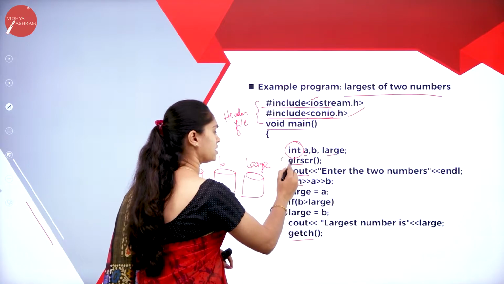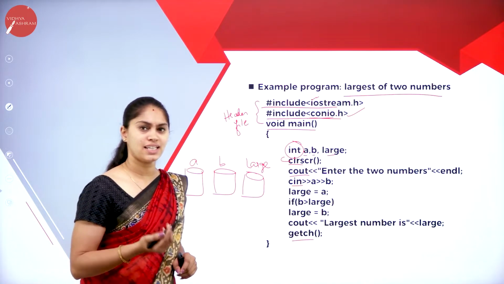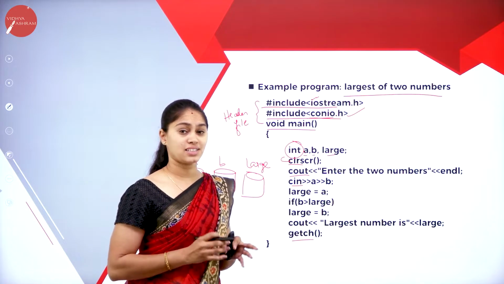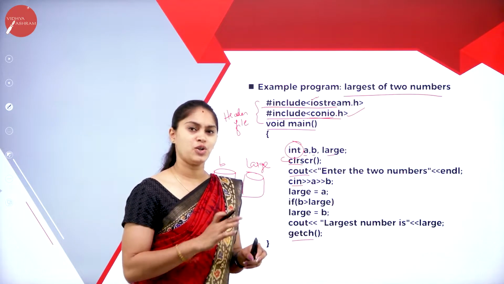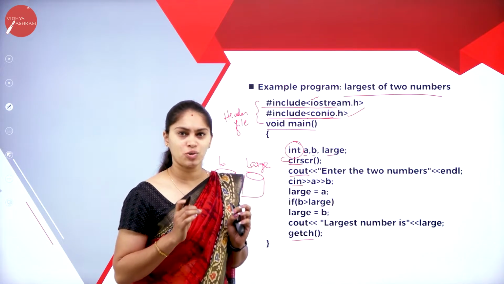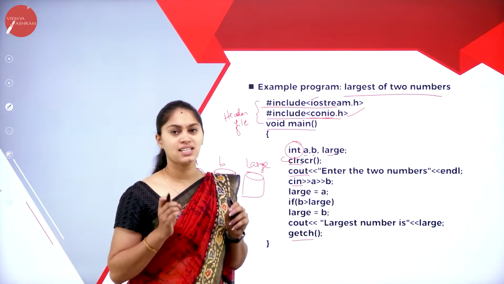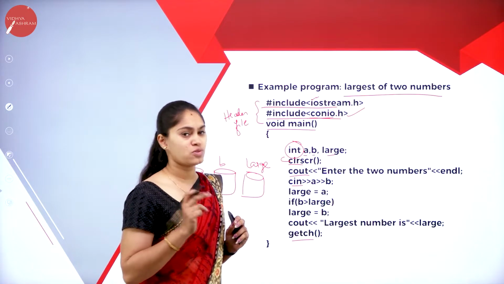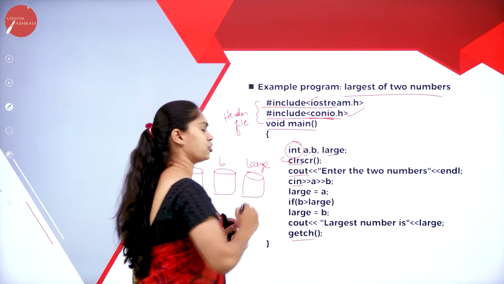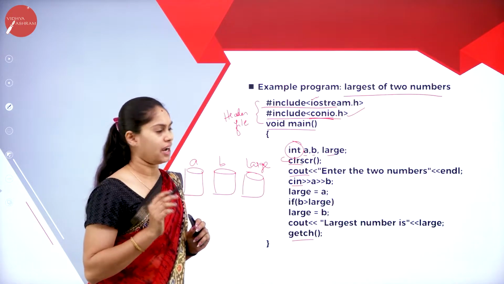So we are using clrscr. What is the use of this clrscr? That is the clear screen function. If I wanted to erase the output of a previous program, then I have to use this clear screen function. If I am using clear screen, then we have to use the conio.h header file.